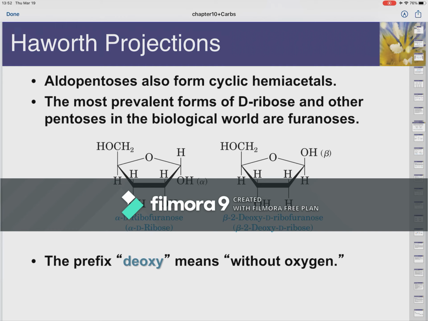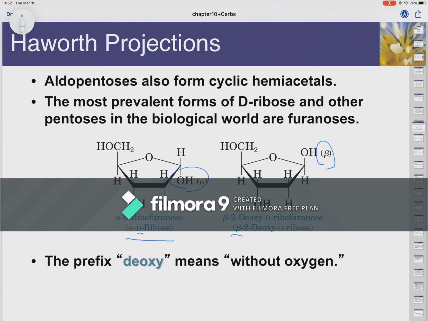So here's Haworth projections, kind of tying everything together. We can see some common sugar here. If you're familiar at all with DNA or RNA, you know that this has a ribose sugar. So this is a ribose. And what we're looking at here is we want to prove to ourselves that this is an alpha ribose. So again, OH down, alpha. We can't really tell if it's D or L. When it's in this form, we have to look at it in its Fisher projection form. We can see here that this is a beta.